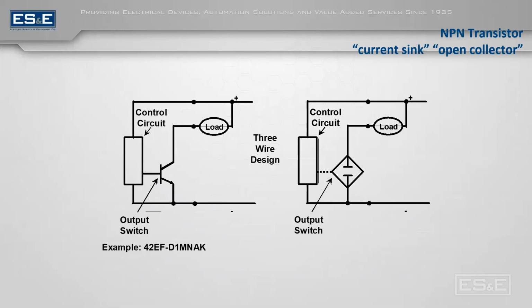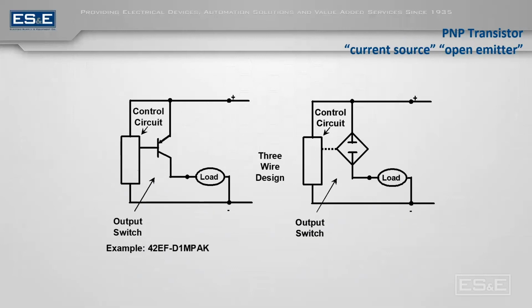So this is an example of an NPN transistor type output. You can see here where the load is wired into the circuit. And then if we look at a PNP type circuit, you can see where the load moved in the circuit. This is a pretty commonly asked question, or a lot of times customers don't know what they have. So just keep in mind these diagrams when you're looking at your application.